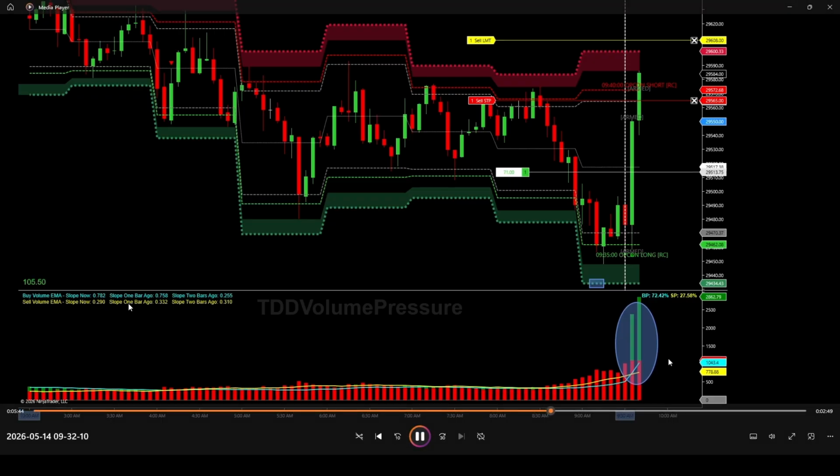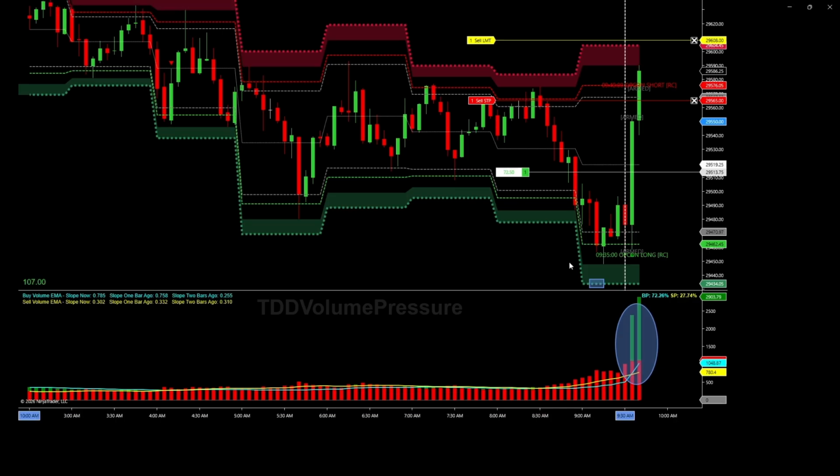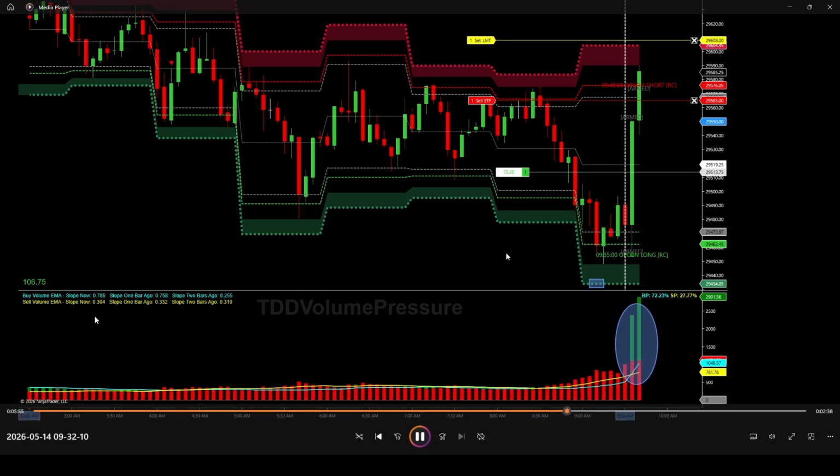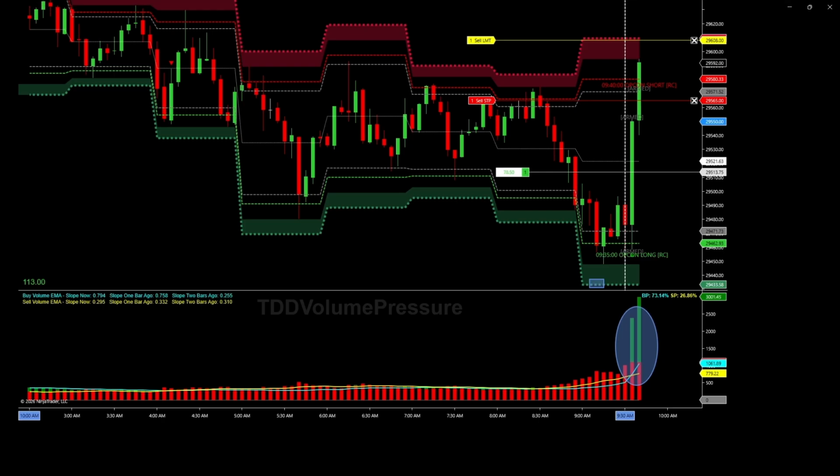And if you look at the slope over here of the current bar's buying EMA, 0.78. The closer it is to 1, the steeper the slope. That's pretty gosh darn steep. And if you look at the slope of the selling pressure, 2 bars ago 0.31, 1 bar ago 0.33, current bar 0.3, selling pressure is dropping. So that's telling you NQ is skyrocketing, which I think is great. Anyway, I just let this play out while I was doing some other work.